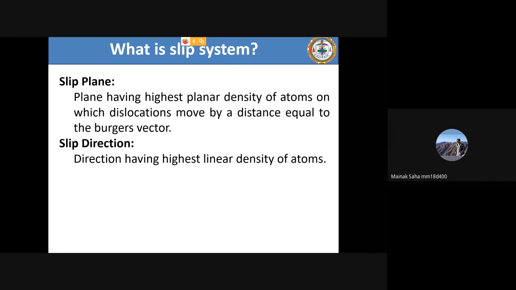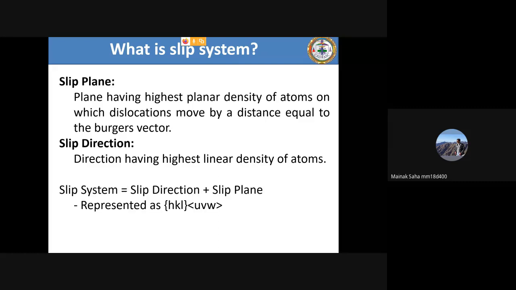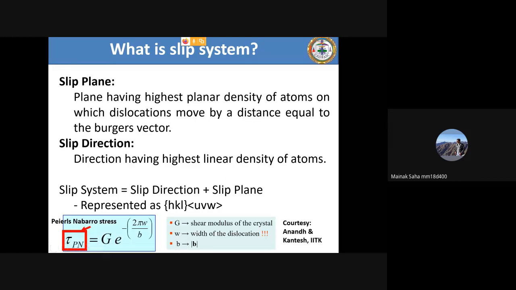Once you talk of the slip direction, a slip system is basically represented by the slip plane plus the slip direction. If the indices of the slip plane are {HKL} in curly brackets and the slip direction is <UVW> in angle brackets, then the slip system is represented by {HKL}<UVW>. Okay. Now, I was talking of this Peierls-Nabarro stress.